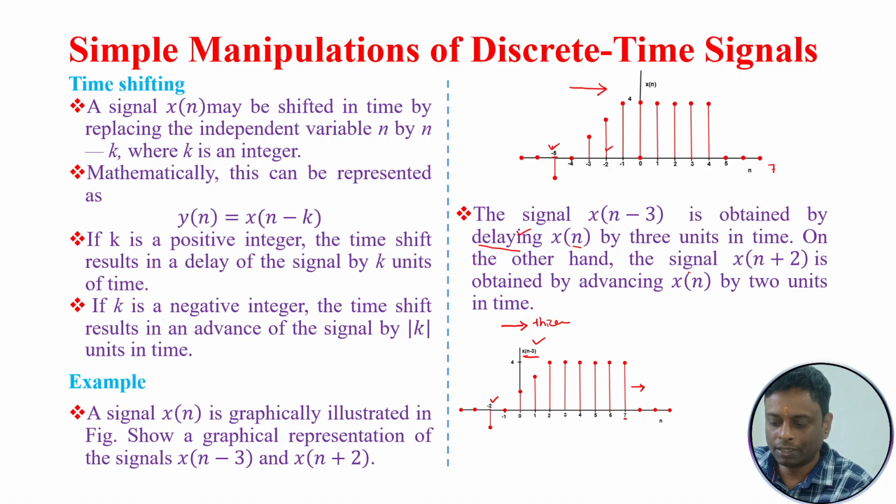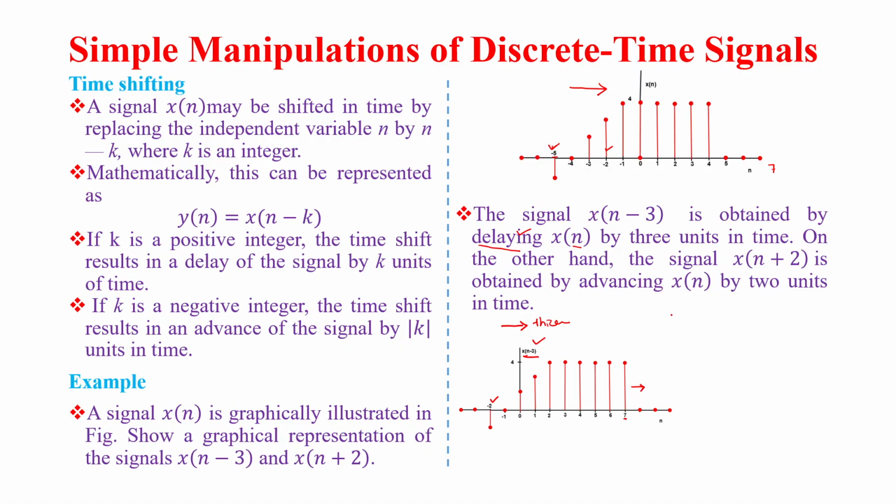Let us now see how to advance the signal x of n by 2 units in time. Advance means you have to shift the signal towards the left. So this signal will be shifted towards the left.